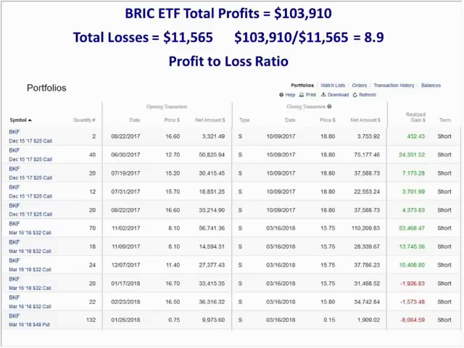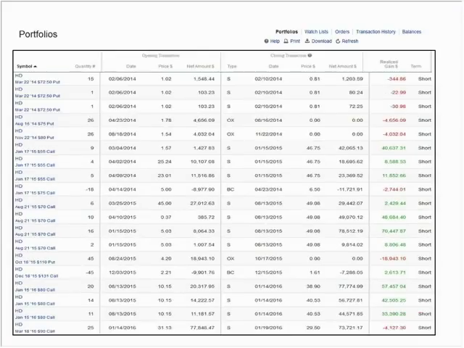So we had total profits on our closed-out trades of $103,000. Our total losses were $11,000. So if you divide the profits by the total losses, you come up with a profit-to-loss ratio of 8.9. So in this case, we exceeded the 3-to-1 profit-to-loss ratio. This is just an example of how you calculate that profit-to-loss ratio. So we always want to try to achieve at least a 3-to-1 profit-to-loss ratio.